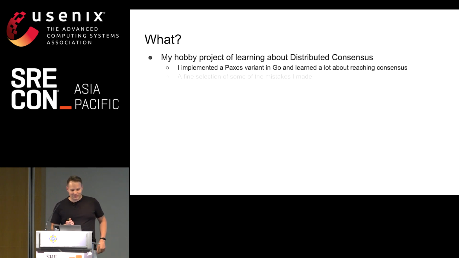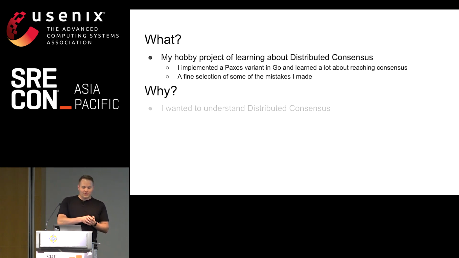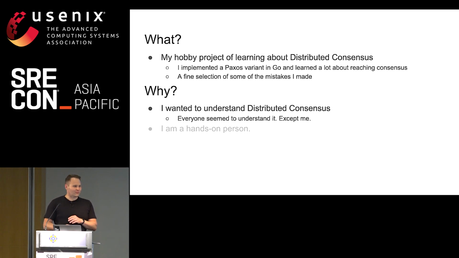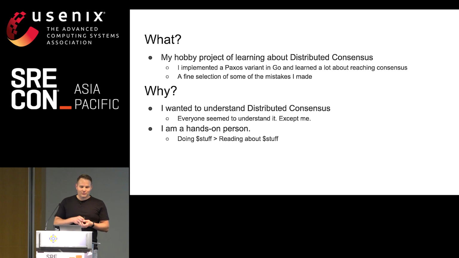So what is this about? I heard a lot about distributed consensus, mostly from conference talks, but I never heard about it at university. So there was a gap of knowledge. In my formal education, distributed consensus and distributed systems in general were not really part of it. But I wanted to understand it because it's important for my job.